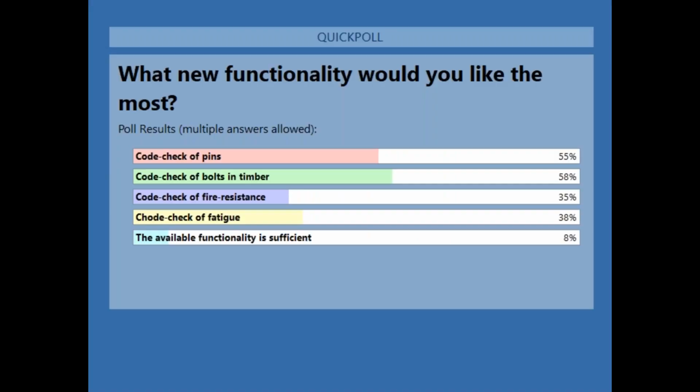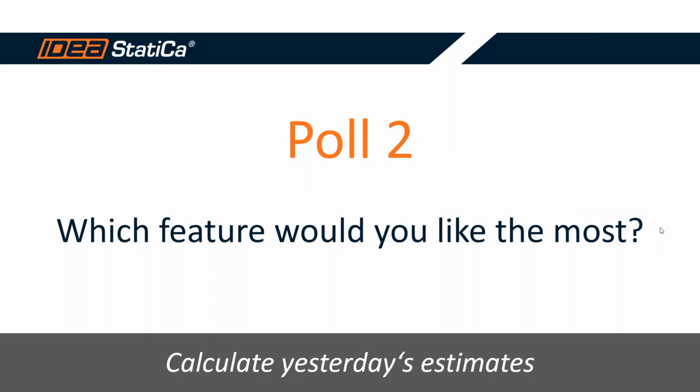I'm quite surprised that some of you really don't need any additional functionality, but for the rest of you, you can see that the most useful feature would be the check of bolts in timber, then the fatigue and pin check, and then the fire resistance. Okay, thank you very much.